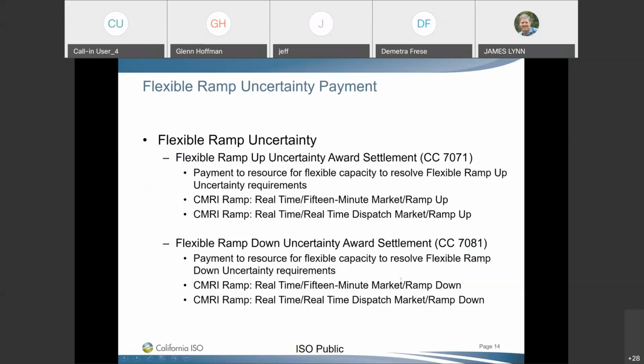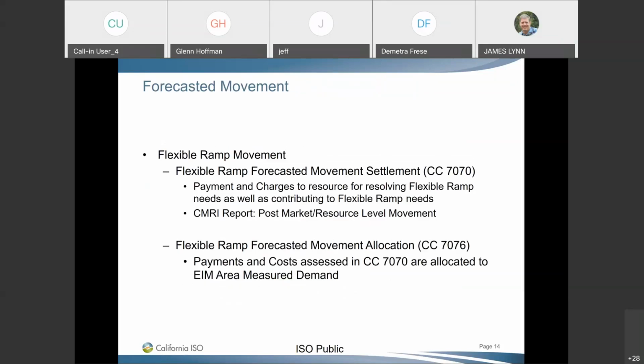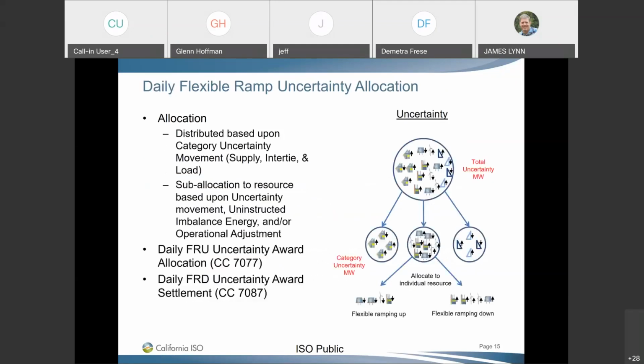Okay. I think I've already covered pretty much everything I need to cover on what the awards are for flexible ramp uncertainty. Now I'm going to go back one, as I also put in here where you would find the resource level movement on CMRI. I skipped that. I apologize. Now, when it comes to the uncertainty allocation, we've talked about how you get paid. Now it comes into the more fun part. It comes into how do we determine who pays for the flexible ramp uncertainty?